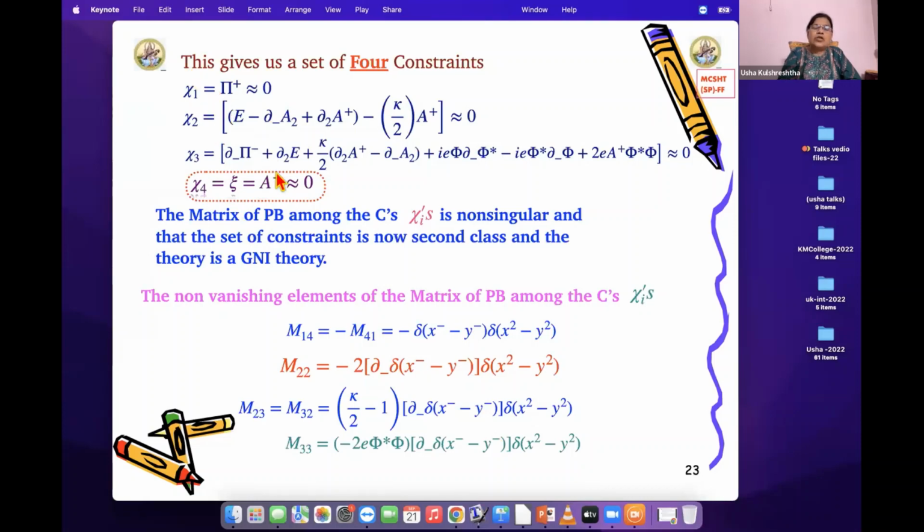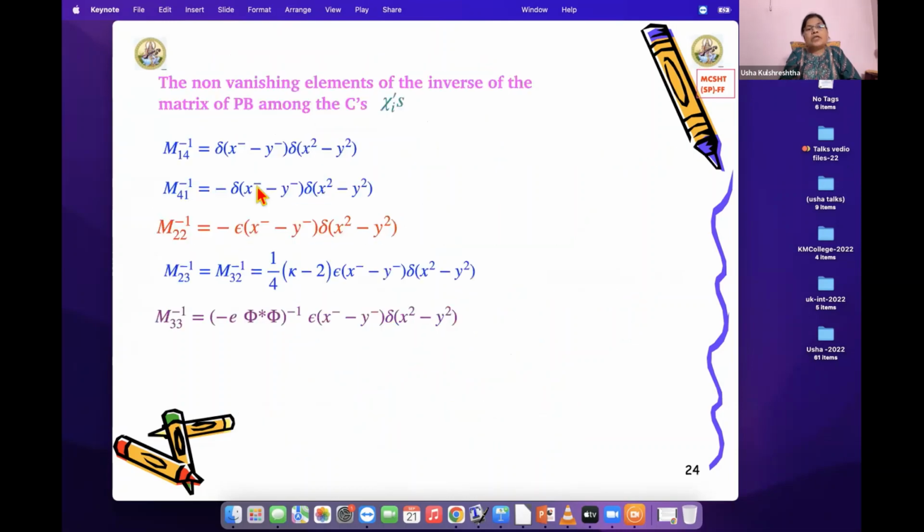Now this choice of gauge fixing condition gives us four constraints. And then we calculate the matrix of Dirac brackets among these constraints, and then we see that now it is non-singular. And so the set of constraints is now second class, and the theory becomes a gauge non-invariant theory. So I have written here these non-vanishing elements of the matrix of brackets among these constraints. Now for the Dirac quantization, we need the inverse of the matrix of brackets among these constraints. So these are the non-vanishing elements of the inverse of the matrix.